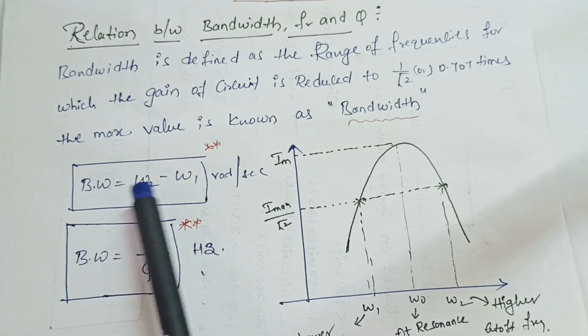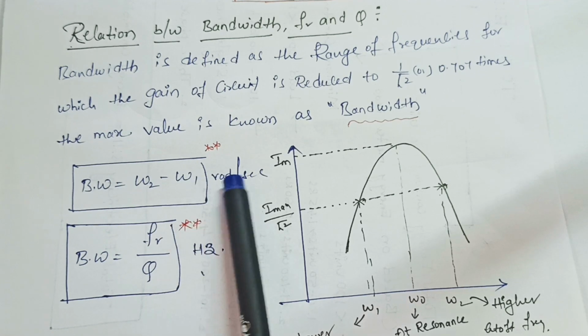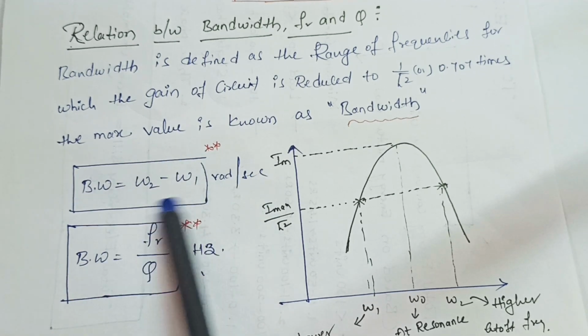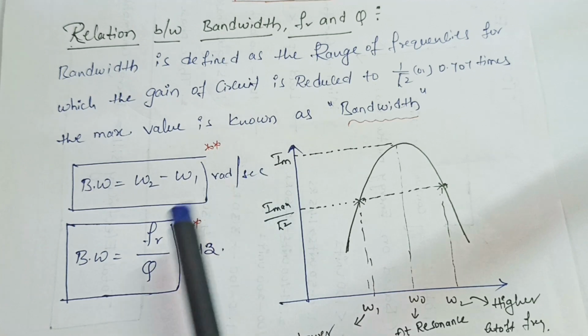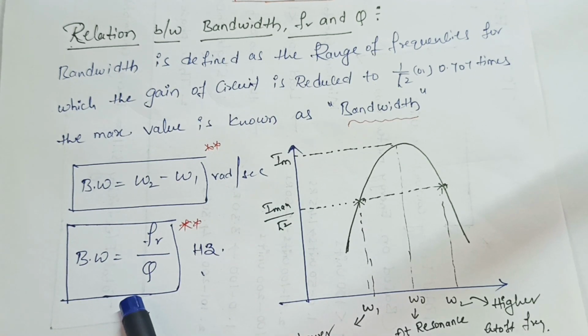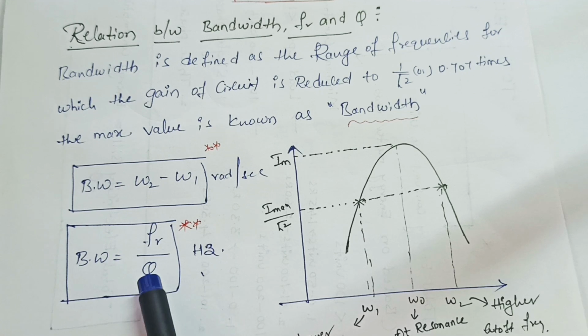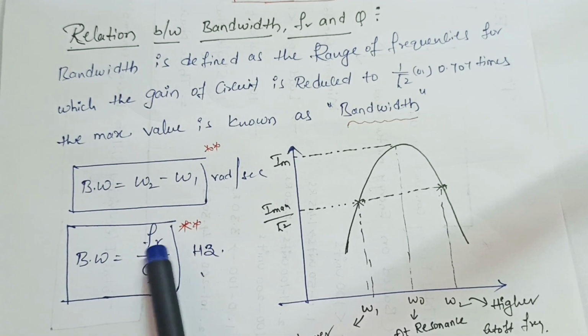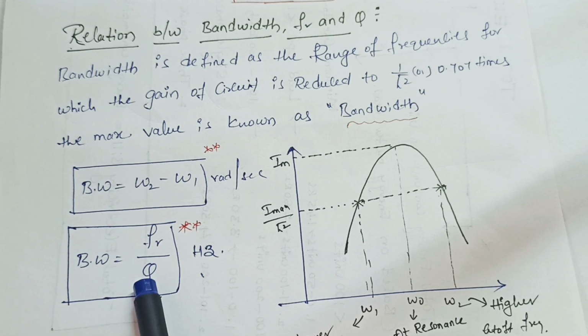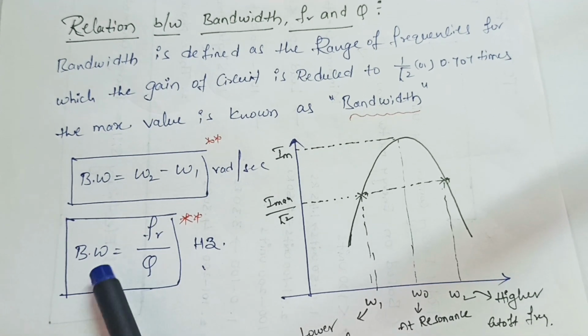Now, what is the bandwidth formula? Upper cutoff frequency minus lower cutoff frequency. What is the unit of bandwidth? Radian per second. And coming to the relation between bandwidth, resonance frequency and quality factor, FR by Q equals bandwidth. Bandwidth is nothing but resonance frequency by quality factor. The unit is Hz.